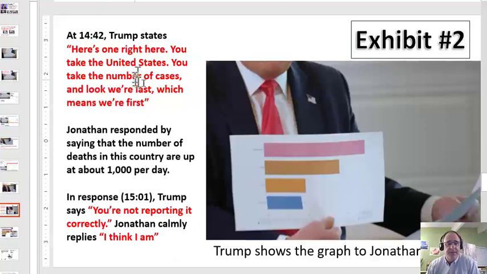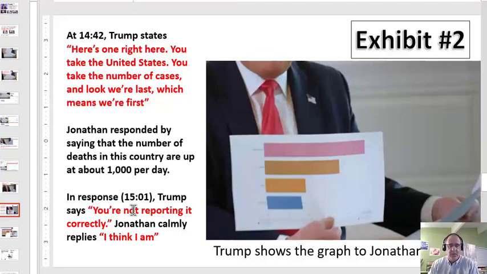And so he reads this off to Jonathan at 14:42. Here's one right here. You take the United States. You take the number of cases and look. We're last, which means we're first. So this is a graph of the number of deaths per case. So a long bar means lots of deaths per case. So if you have 1,000 cases, maybe you have 12% deaths. Whereas in here you might have 1,000 cases, you might have 6% deaths. So the lower the bar, the fewer deaths per documented case. And that's going to be an important issue.